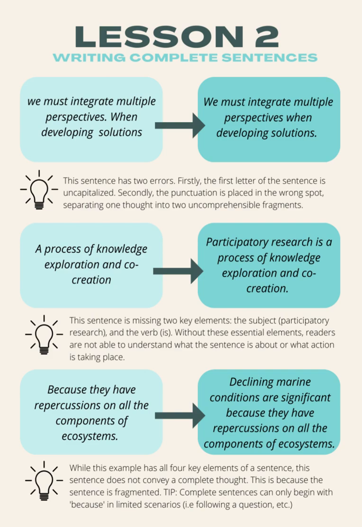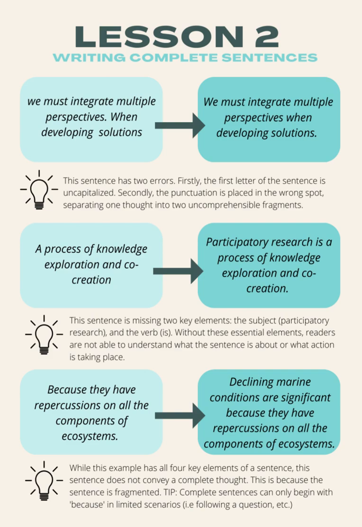A process of knowledge, exploration, and co-creation. This sentence is missing 2 key elements, the subject, participatory research, and the verb, is. Without these essential elements, readers are not able to understand what the sentence is about or what action is taking place. So the correct sentence would be: Participatory research is a process of knowledge, exploration, and co-creation.